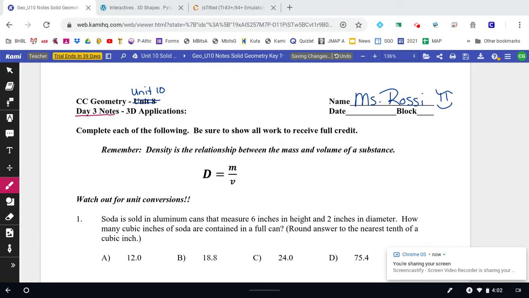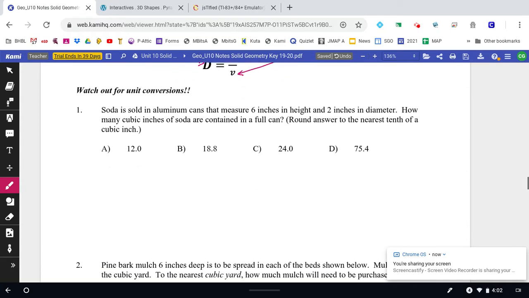And today, in our Day 3 notes, we're going to be talking about our applications of 3D geometry and finding things like volumes. Now, one thing that might come up today is the topic of density, which you remember from science class. Density is how dense an object is, a relationship between the mass and the volume of that substance. So that's something to keep in mind.